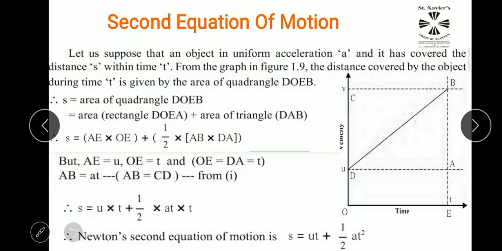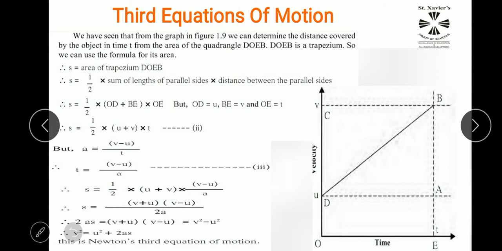Now we'll talk about acceleration, students. Acceleration is nothing but final velocity minus initial velocity upon T, the change in velocity upon T. Now what I'm doing in this equation, students, I'll just change the side of T and the side of A. A will come in the denominator, T will go in the numerator. We'll get T is equal to V minus U upon A. This value of T I'll put over here in equation 2, students.